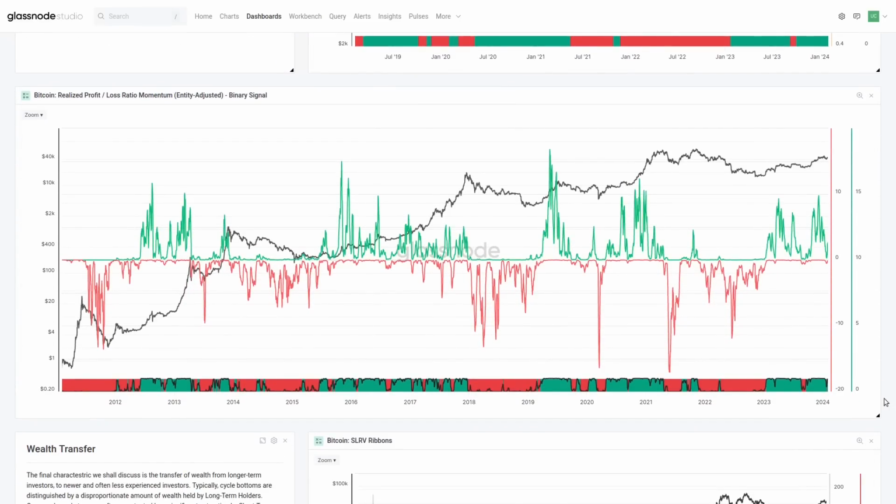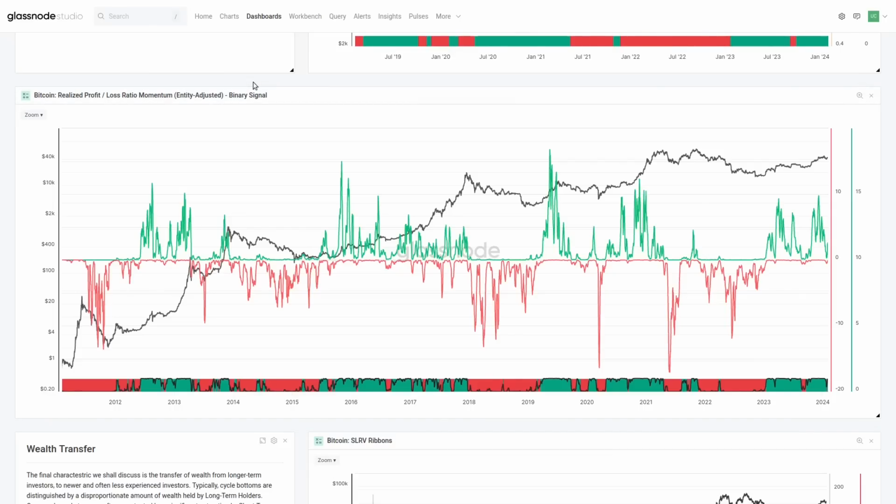Okay, now this one is probably one of the more complex metrics in this suite. In the background, it's using all of the same concepts that we just explored. Now, in particular, what we're looking at here is the profit realized, so realized profit to loss ratio. So why do I like to use profit and loss ratios?